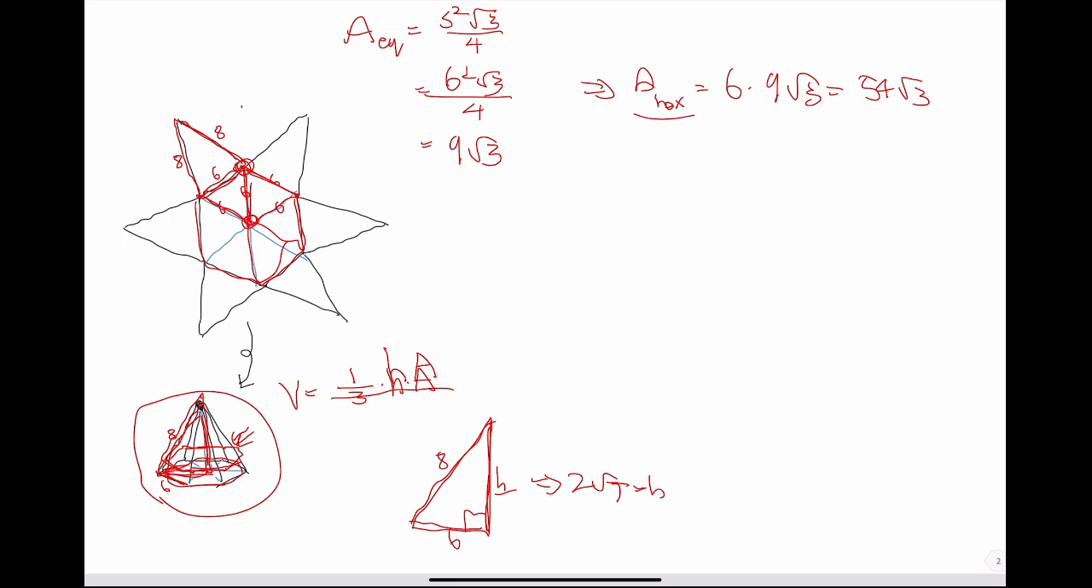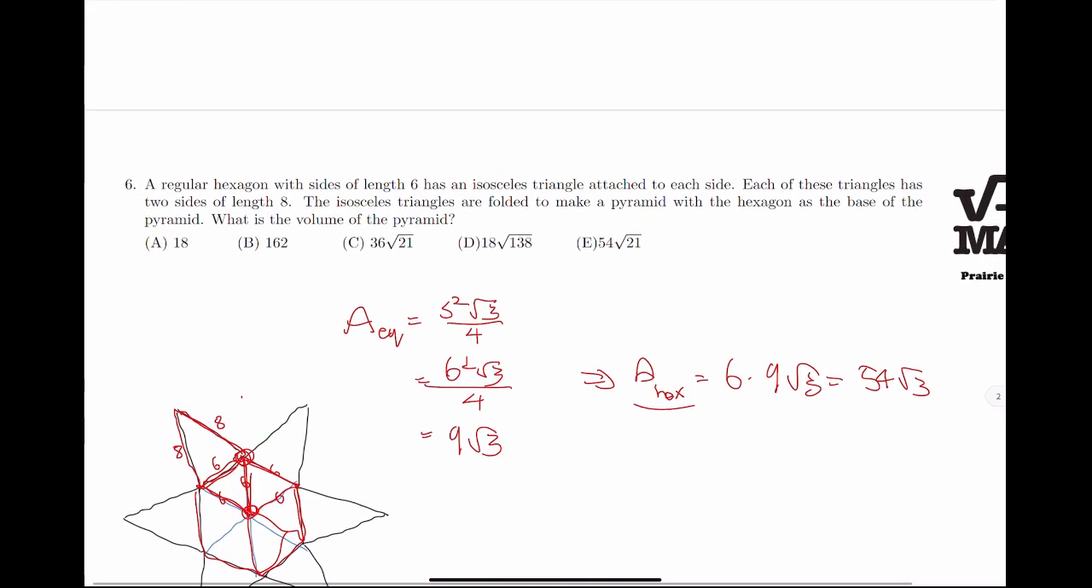Now we have our area and our height. Thus, we can find the volume to be equal to 1 over 3 times 54 root 3 times 2 root 7, which is equal to 36 root 21. And this is option choice C.